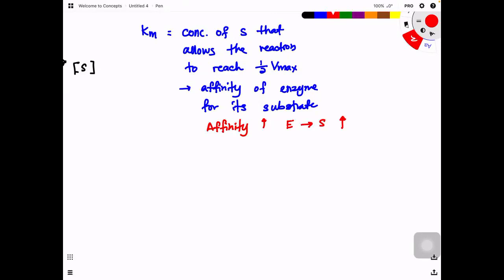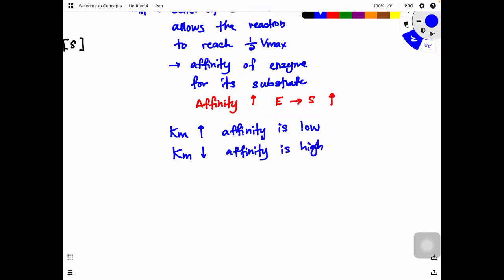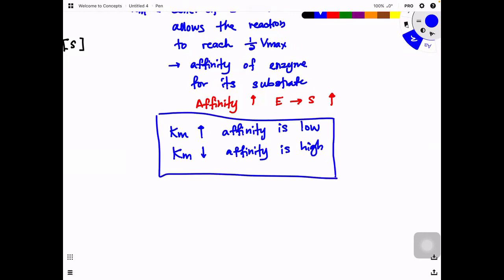So how does the Km value indicate the affinity? When the Km value is high, affinity is low. I will explain this later. On the other hand, when the Km value is low, affinity is high. Remember this first. You have to look at the overall concept. At this moment I know you have a lot of questions, but it's okay, you can ask me later. Now understand this.